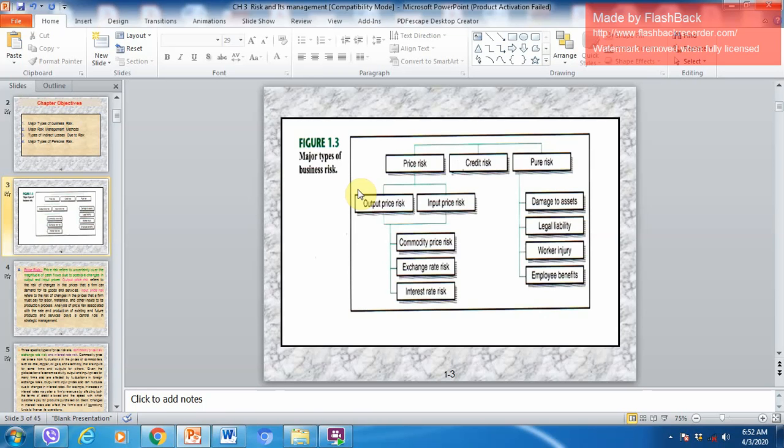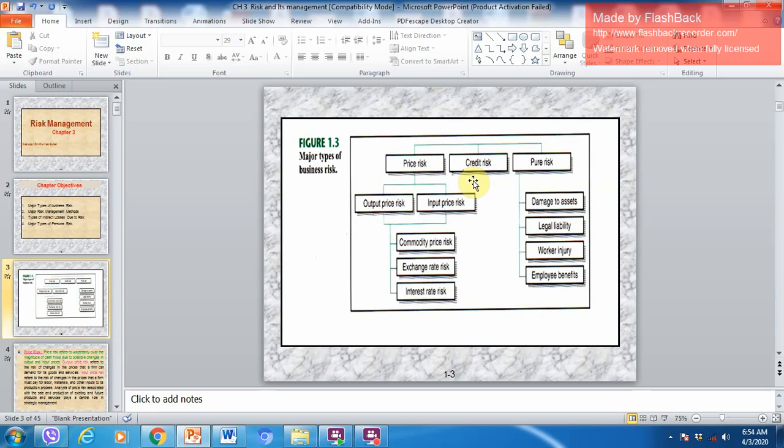In the same way, we also discussed interest rate risk. A high interest rate is not good for any business. A low interest rate is better, because interest, the additional amount that you pay to the bank, is a cost for your business.